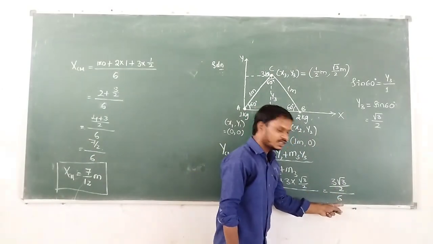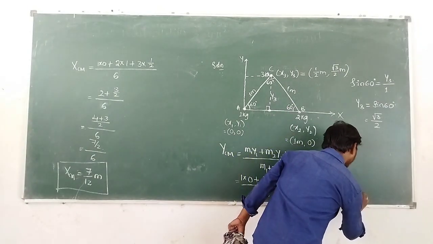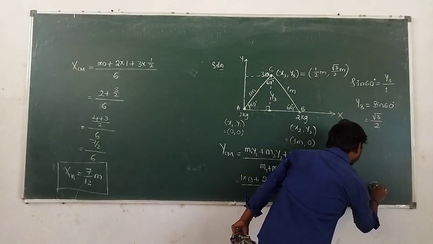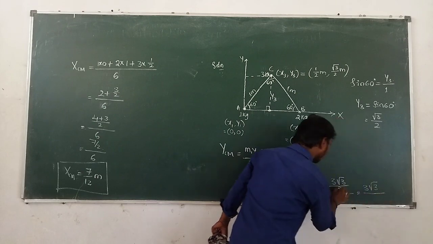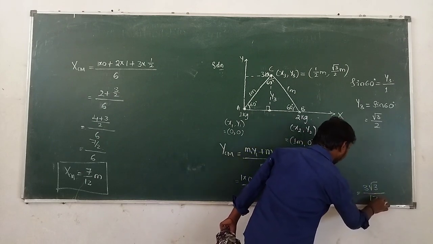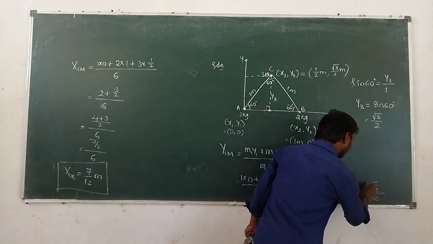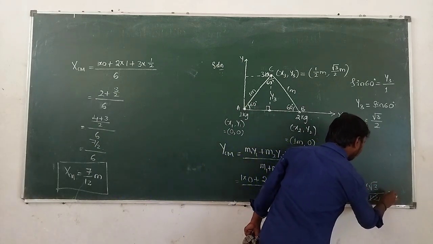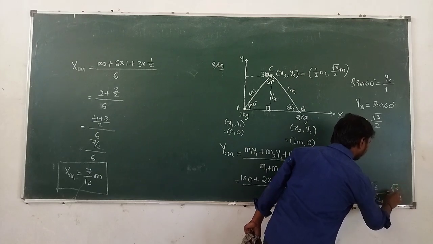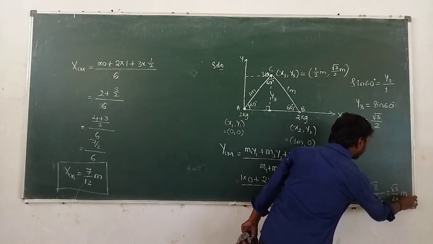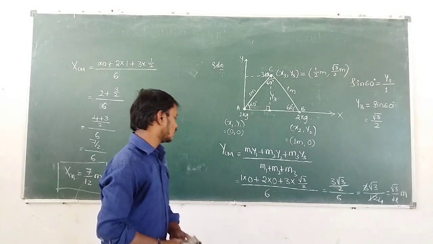So this 2 comes to the denominator. 3 into root 3 over 2 times 6 is 12. 2 sixes are 12. Then 3 ones are 3, 4 threes are 12. Then it is root 3 by 4 meter. It is root 3 by 4 meter. Hence this is the answer.